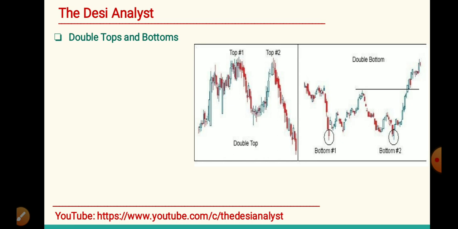Double tops and bottoms. Top 1, top 2, double top, and on the right side you can see double bottom, bottom 1, bottom 2.